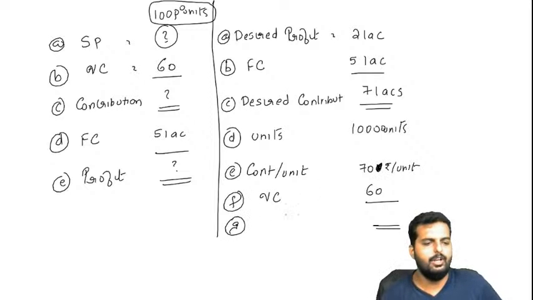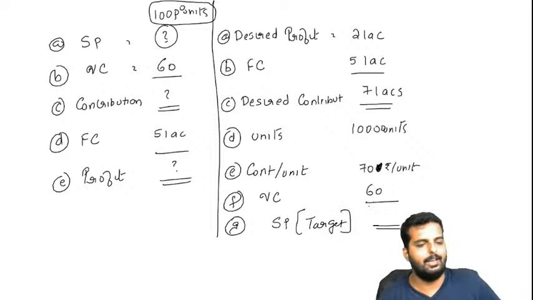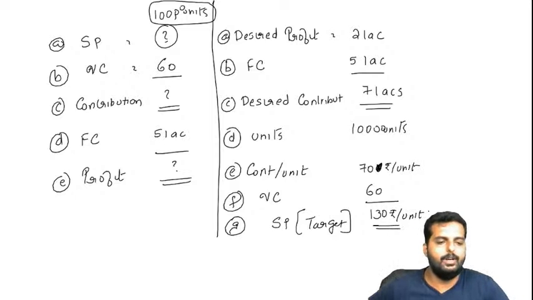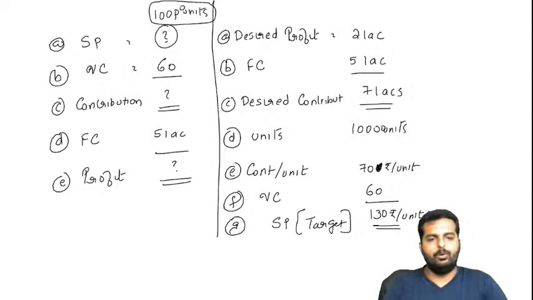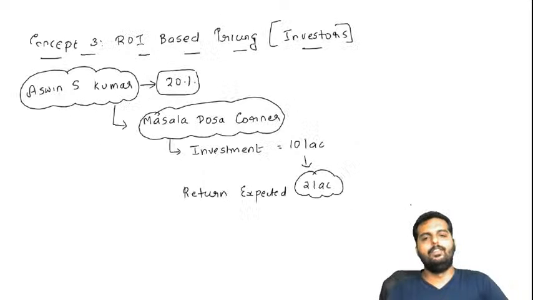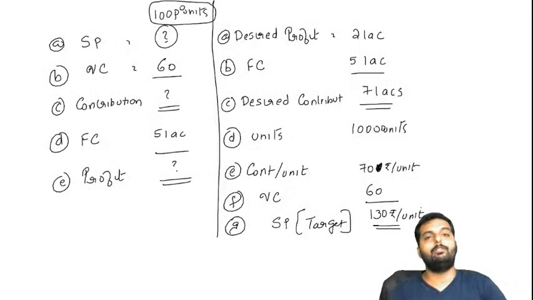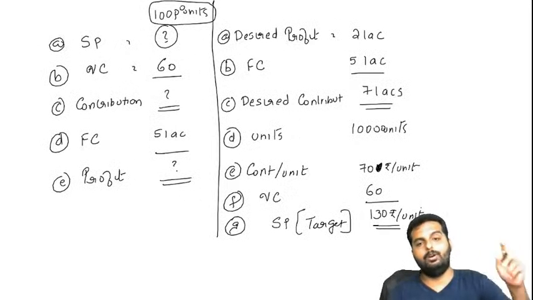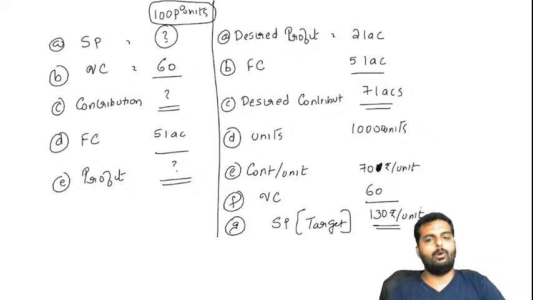Variable cost is how much? 60. So what should be my target selling price or my desired selling price in this case? Do I get the answer as 130 rupees per unit in this case? Alright. Can you write down this in your books now, friends? This is what we call ROI based pricing, where we do a backward working. We take a desired profit, we come down and we find out the selling price.